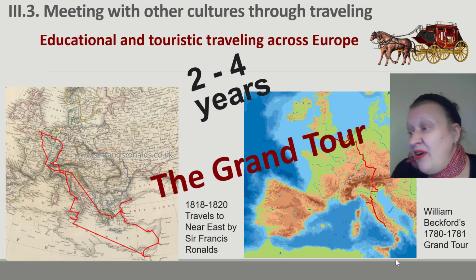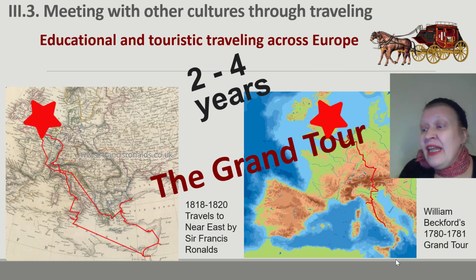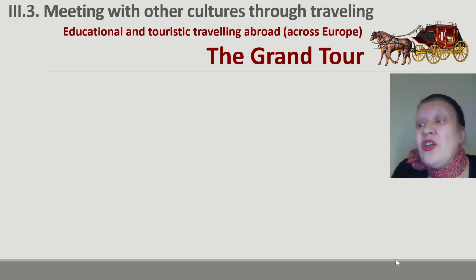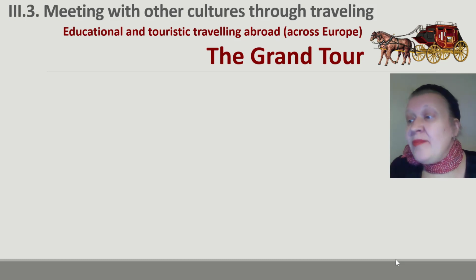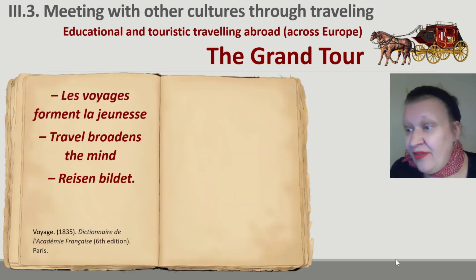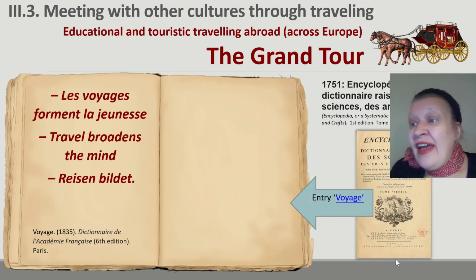A typical Grand Tour started in London and ran through France and Italy, less often through Germany. The pedagogical purpose of traveling became a common idea in Europe at that time, as expressed by the famous saying, travel broadens the mind, les voyages forment la jeunesse, Reisen bildet. In the entry voyage of the French Encyclopedia, we can read the following.